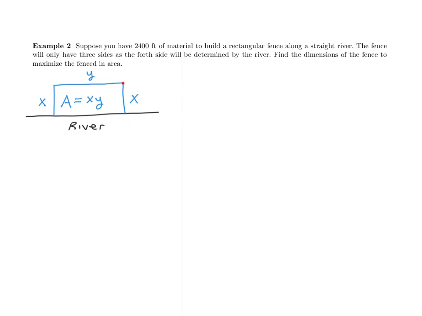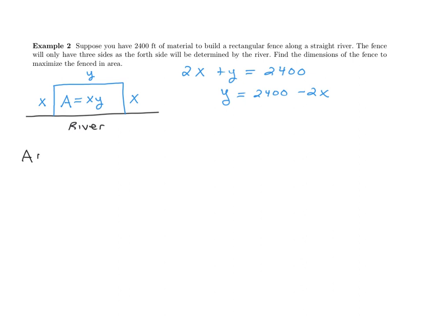x plus y plus x equals 2400. I'm going to write that as 2x plus y is 2400. This relationship is always true between x and y. You can solve this for y and put it in place here, and you'll have a function for area completely in terms of just x. y is equal to 2400 minus 2x.